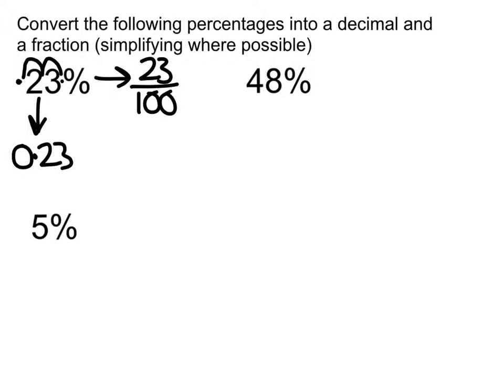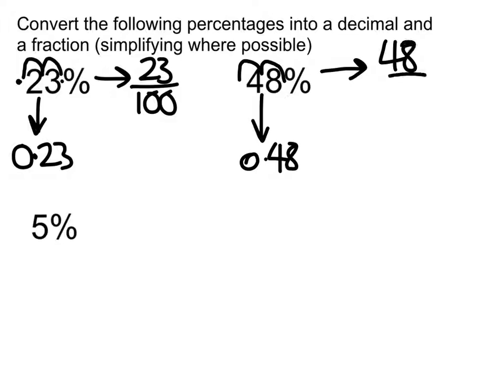So let's do the same for 48%. So to write this as a decimal, we divide by 100, which means moving the decimal place 1, 2. So this becomes 0.48. And to write it as a fraction, it becomes 48 over 100.